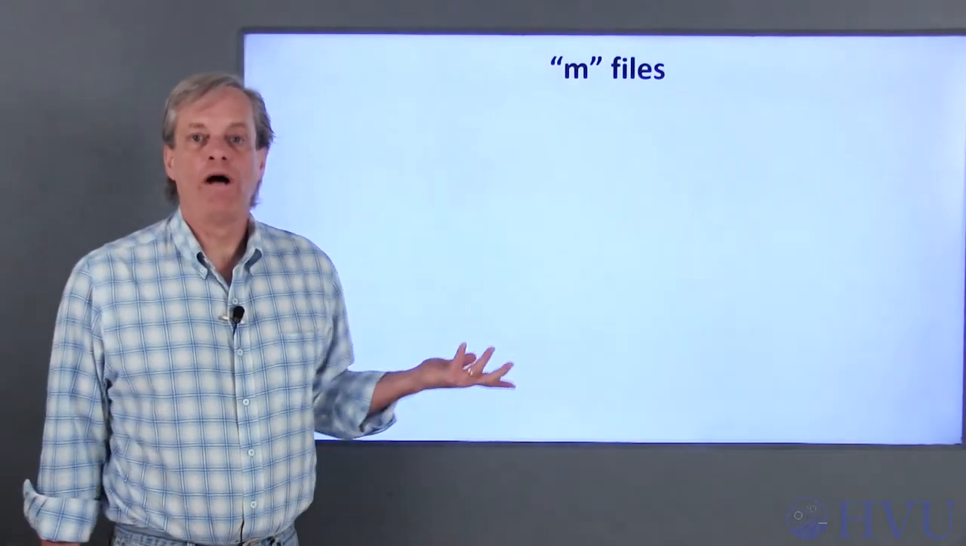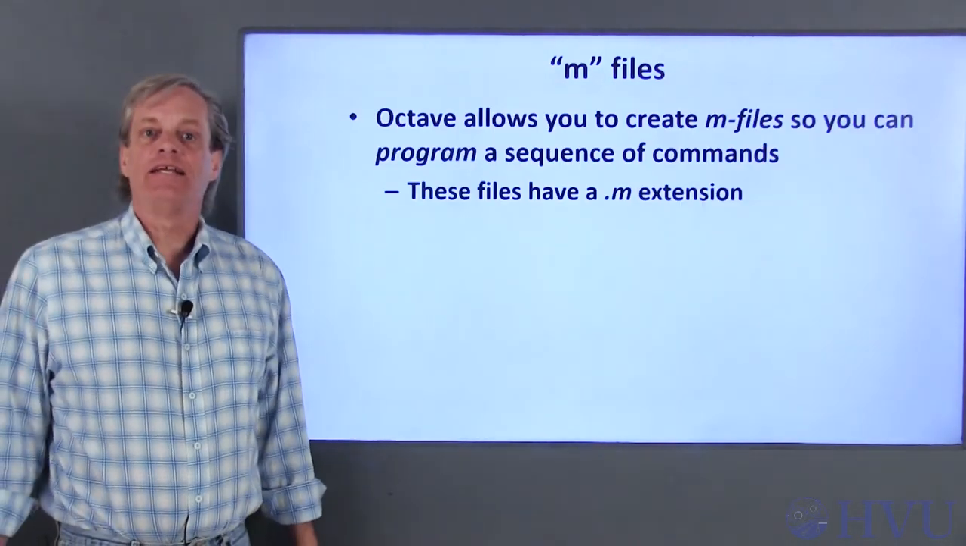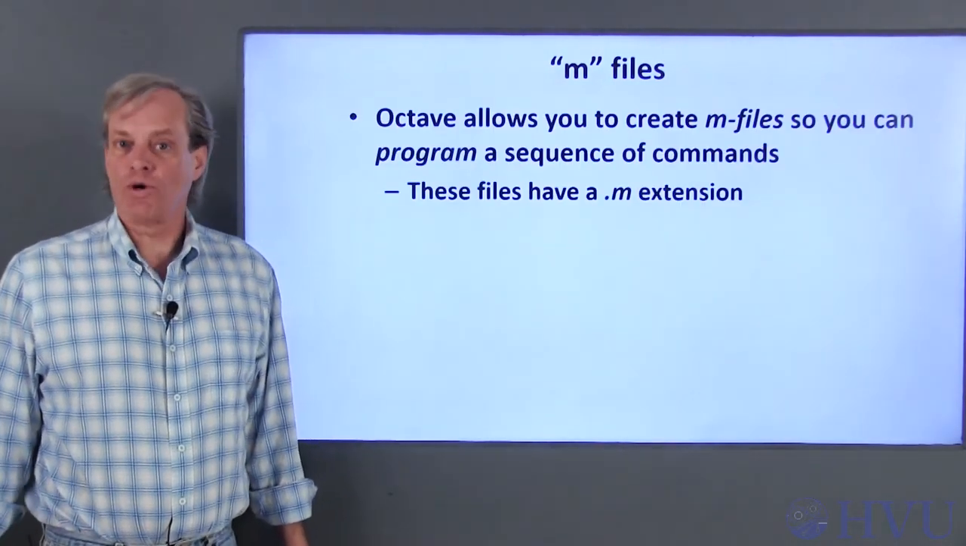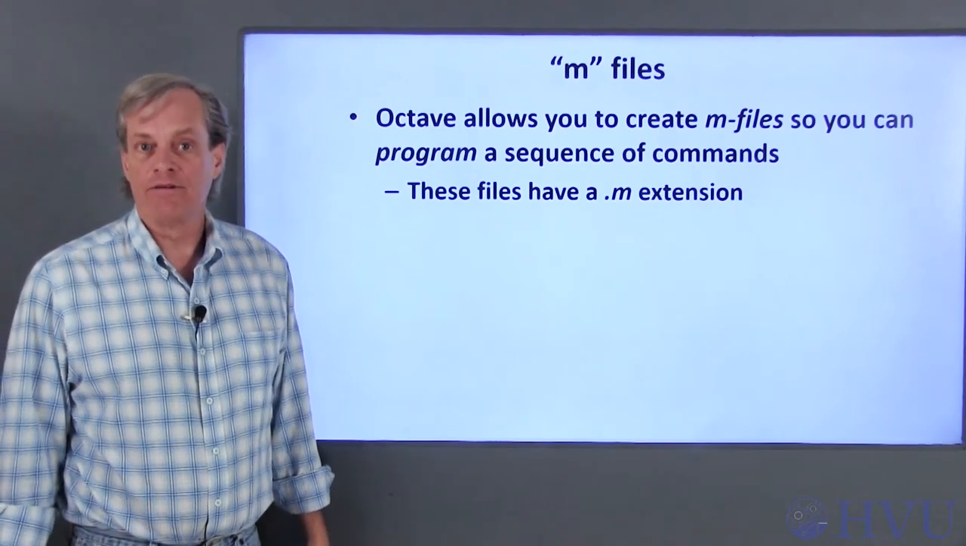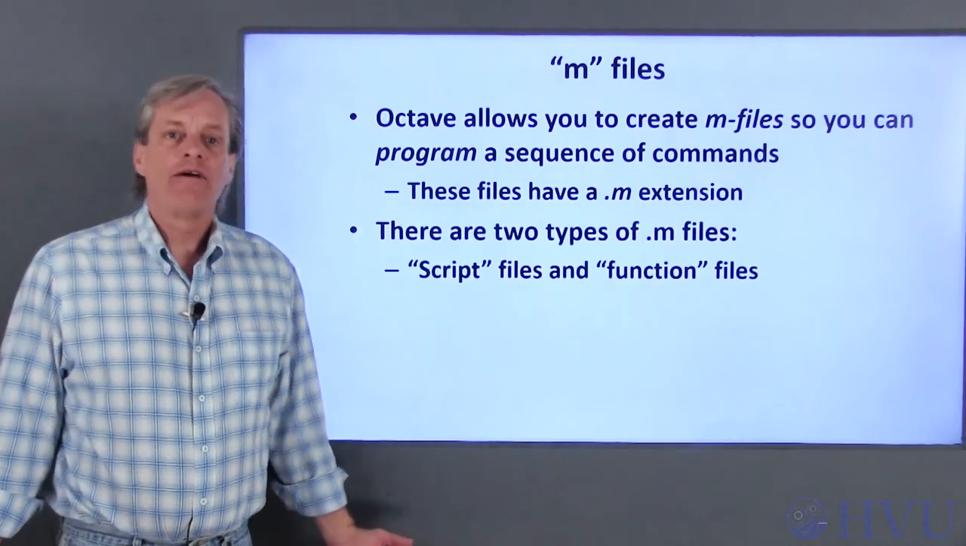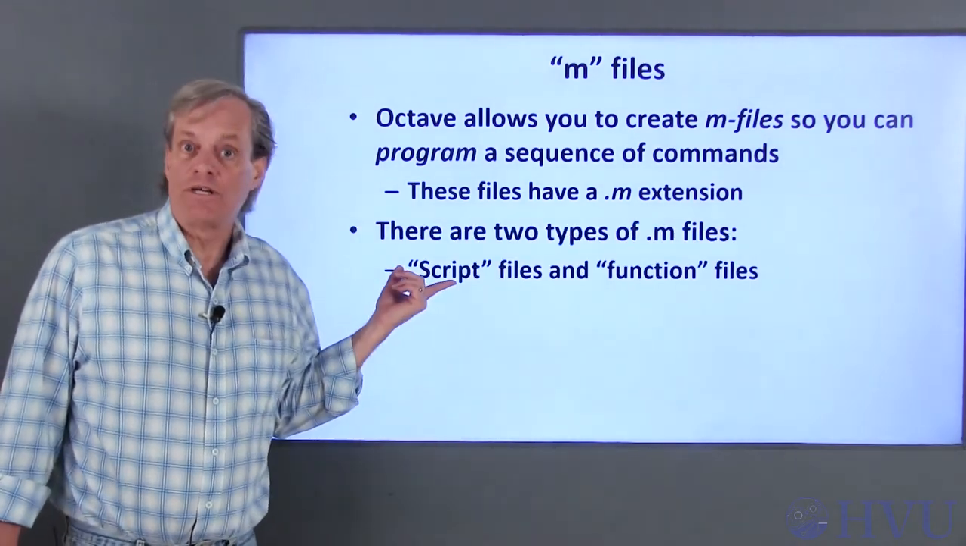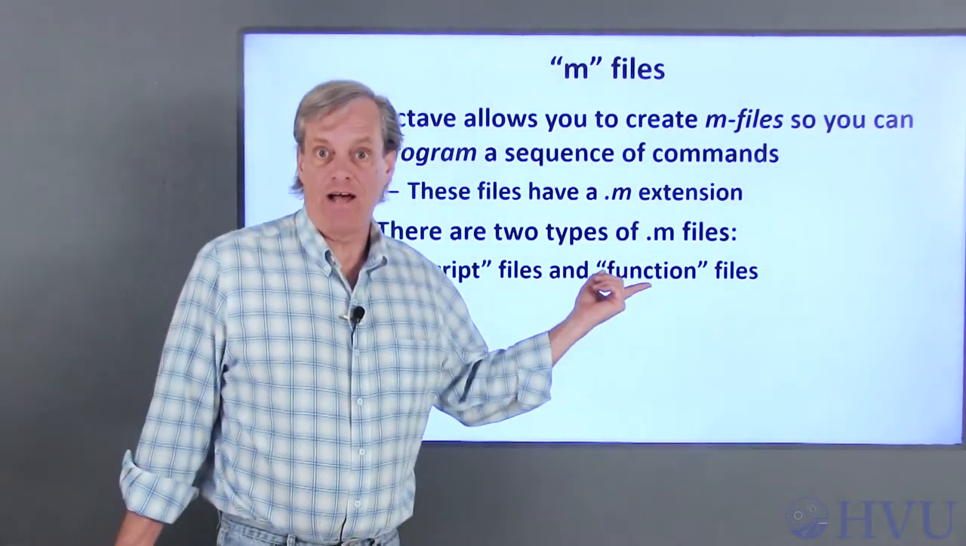Script files are one of two different kinds of M files. M files contain a sequence of commands, generally called a program, which are executed by Octave. They're called M files because the file extension is .m. There are actually two different kinds of M files: script files, which I'll talk about now, and function files.